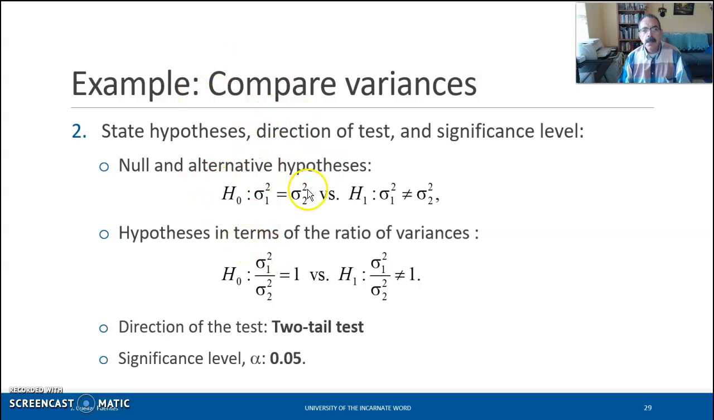All right, so this null and alternative hypothesis in terms of equalities and inequalities can be transformed into ratios, as we did before. So now the null hypothesis is that the ratio of the two variances is equal to 1, versus the alternative that the ratio of the variances is not equal to 1. This is a two-tail test because we have an inequality sign in the alternative hypothesis, and as we saw before, the significance level is 0.05.